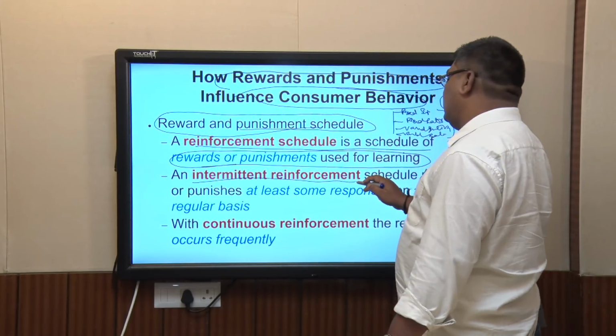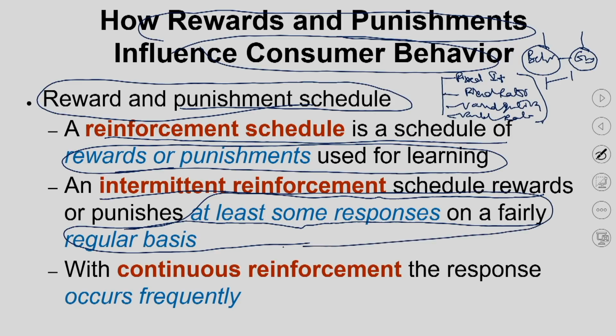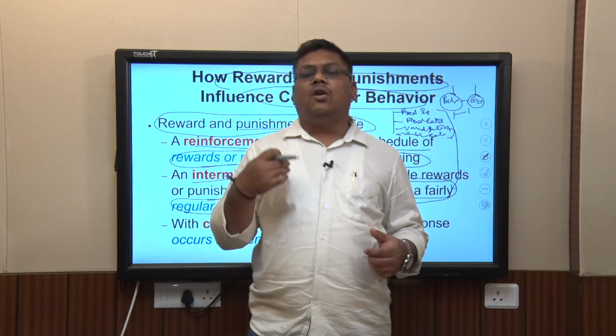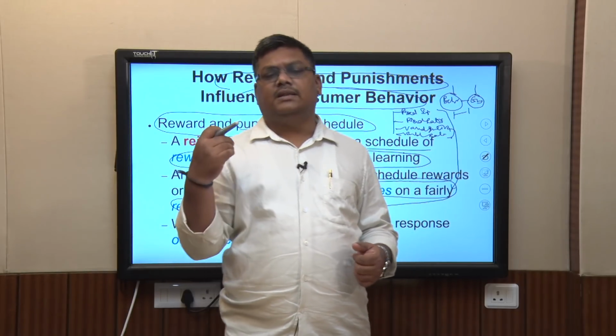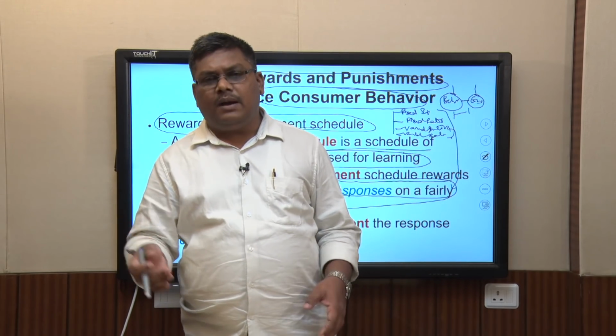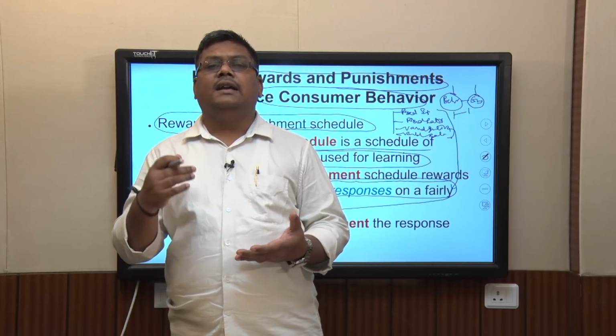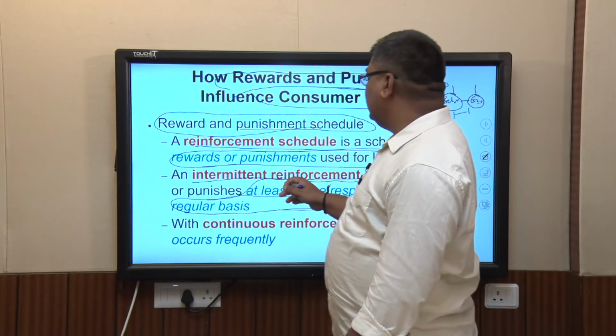Now in an intermittent reinforcement schedule, rewards or punishes at least some responses on a fairly regular basis. So the variable ratio, the variable interval, the fixed ratio and the fixed interval are intermittent reinforcement schedules. What happens here is that you are not given constant reinforcements or punishments, the consequences that occur are not constant with the behavior, but some occurrences of behaviors are either rewarded or punished, and that is called the intermittent schedule.